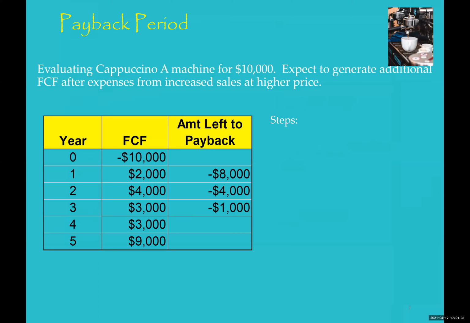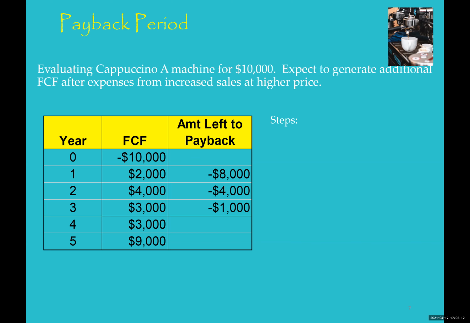So here's a chart for Cappuccino Machine A. Notice in the left-hand column are the years. And in year 0, which is basically today, you're expecting to pay $10,000 to purchase this machine. That $10,000 would include sales tax and any shipping and delivery charges. So it's the all-in cost for the cappuccino machine. And it's negative because that's money coming out of your business. Then from years 1 through 5, you can see that you're expecting cash inflows. These are new incremental sales, free cash flow that you expect to receive by having this new cappuccino machine.